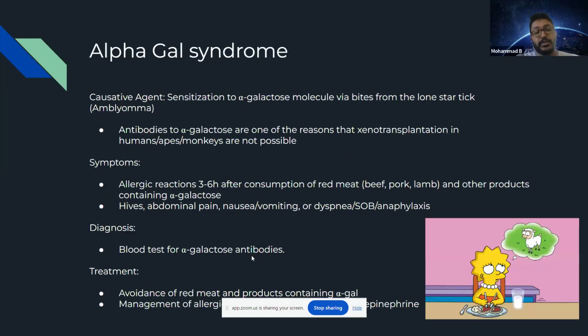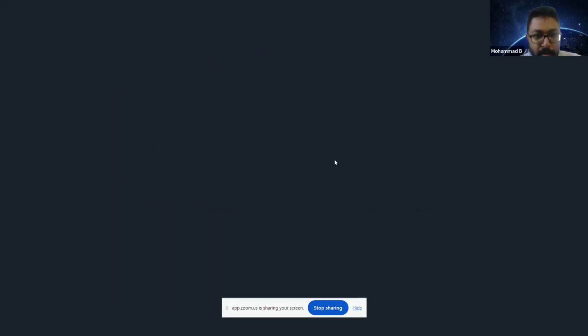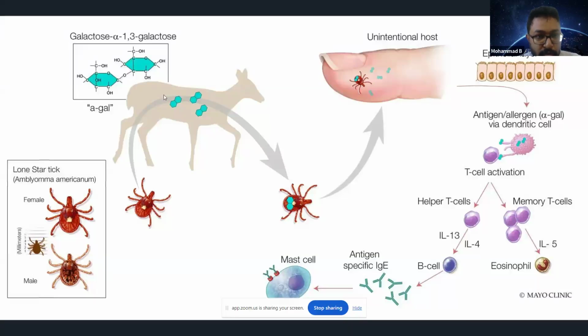And this alpha gal syndrome is one of those syndromes that really baffled me. I didn't know how a tick could actually cause you to have a reaction to red meat. The way this happens is the tick lives on a host and feeds on their blood, and eventually they acquire this alpha galactose. Whenever they bite us, they introduce the alpha galactose into our system, and the body becomes sensitized the same way as an allergy would be formed.